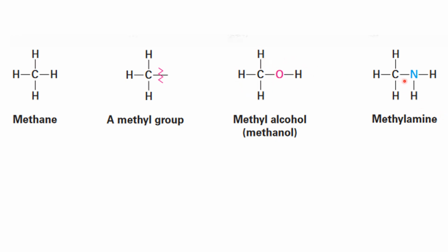If the functional group is an amino group, you call it methyl amine. So these are the functional groups, the OH group and the amine group. This is the R group, a methyl group.